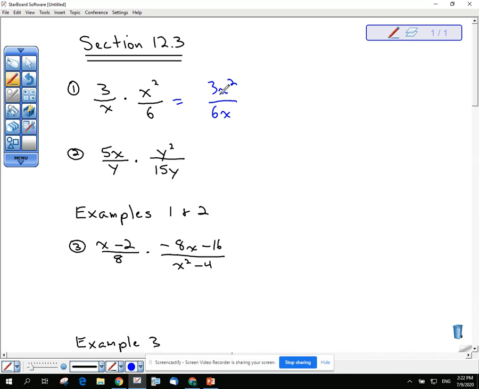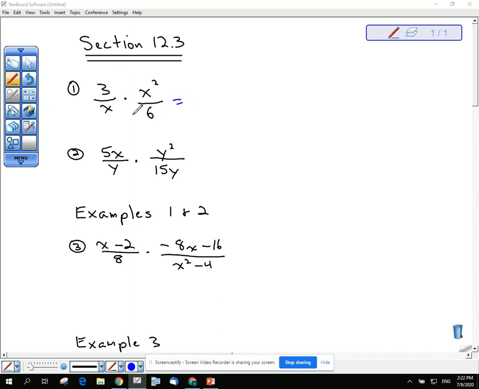Very similar to the previous lesson in section 12.2. 3/6 reduces to 1/2. X squared would simplify to x to the first power as you cancel out this one, and you'd be left with just x over 2. Now, both methods are important for you to see, but I think the better method going forward is to cancel things first.